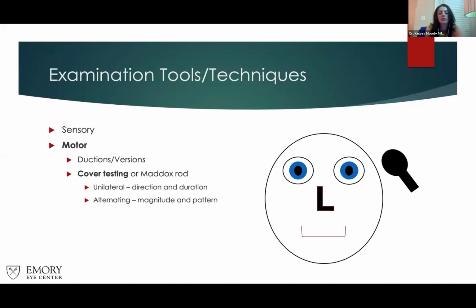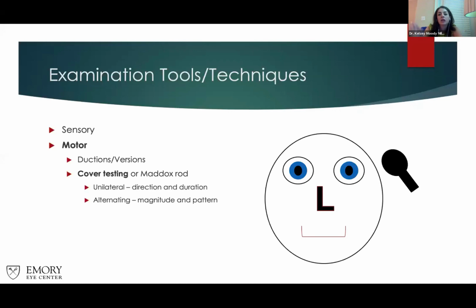This is just an illustration on how to properly do a cover test in case it's not something that you do regularly. And you can start with a unilateral test, and that's really going to tell you the direction and the duration of the eye turning. So is the eye turning in, is it turning out, up or down, and is it constant or intermittent? So you're really going to just be covering one eye at a time and then taking the paddle away. And then after a few minutes, you can do the same thing for the fellow eye.